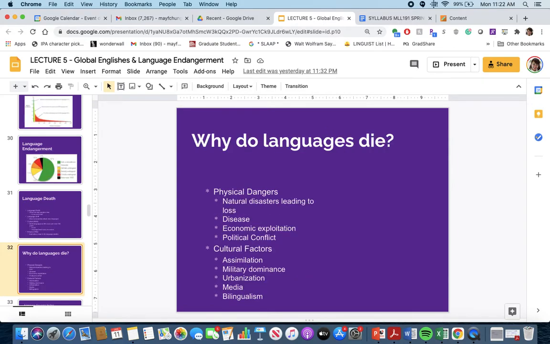So there's lots of reasons why languages die. There could be some physical dangers, right? For example, if an entire community is lost to natural disasters or disease, then the language is forced to die. If there's a political conflict, and someone who wins says you should only speak this language, then that's how a language is quelled.